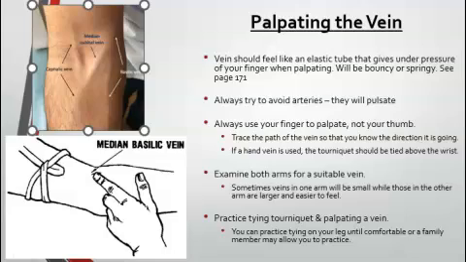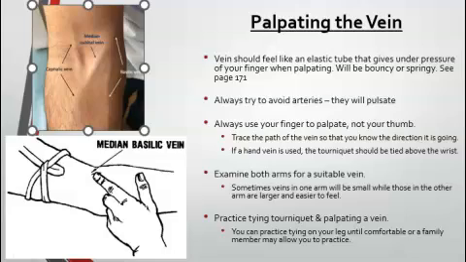So we have our tourniquet tied on the arm, so we need to start actually palpating or feeling the arm to try to feel the veins of the arm. The veins should feel like an elastic tube, and there should be some pressure underneath your finger. The vein should be bouncy or springy to the touch.